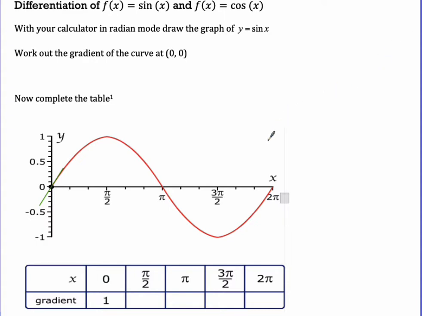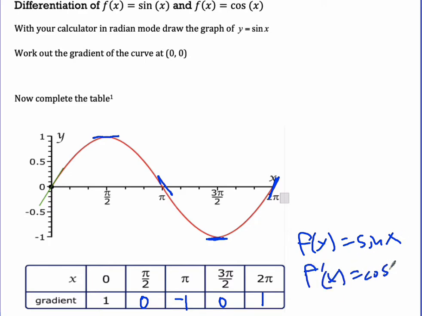Alright, next let's look at sine. This is a sine function right here. Now we can see the derivative here at pi over 2, the slope of the tangent is 0. At pi, we're looking at -1. At 3 pi over 2, we're looking at 0 again. Then here it's 1 again, so it keeps going like that. And you might notice these are exactly the same values for cosine. So if f of x is sine x, then f prime of x equals cosine x.